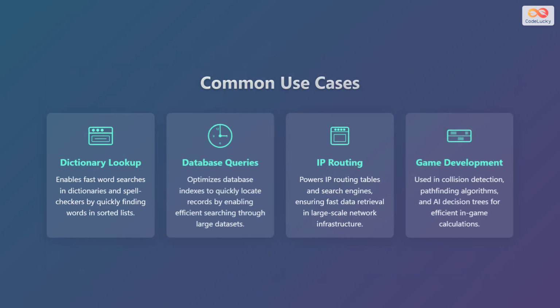Binary search is applied in various scenarios because of its efficiency and speed. One common use case is dictionary lookup. It enables fast word searches in dictionaries and spell checkers by quickly finding words in sorted lists. Secondly, database queries are also optimized by binary search to quickly locate records by enabling efficient searching through large datasets.